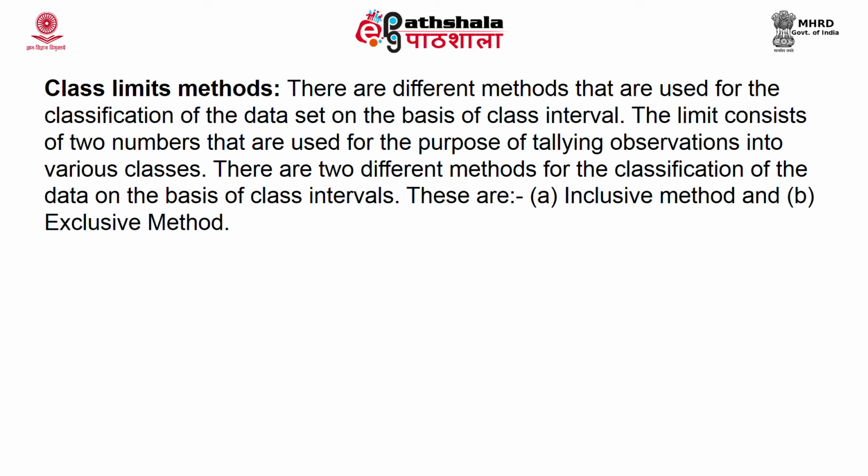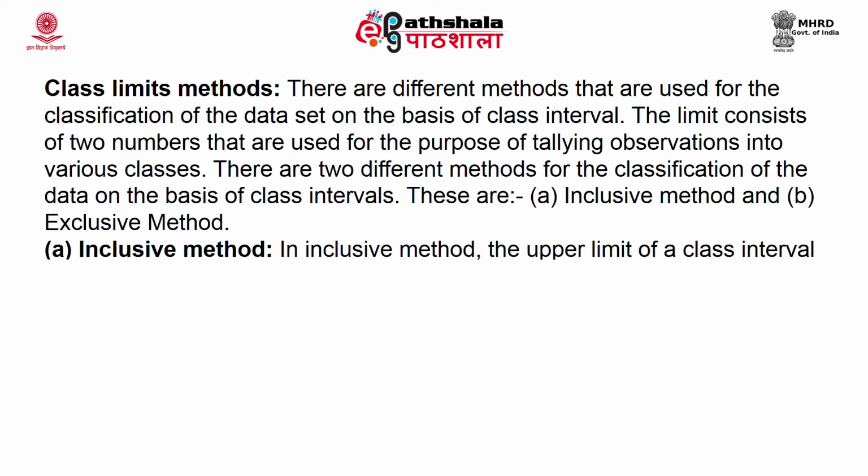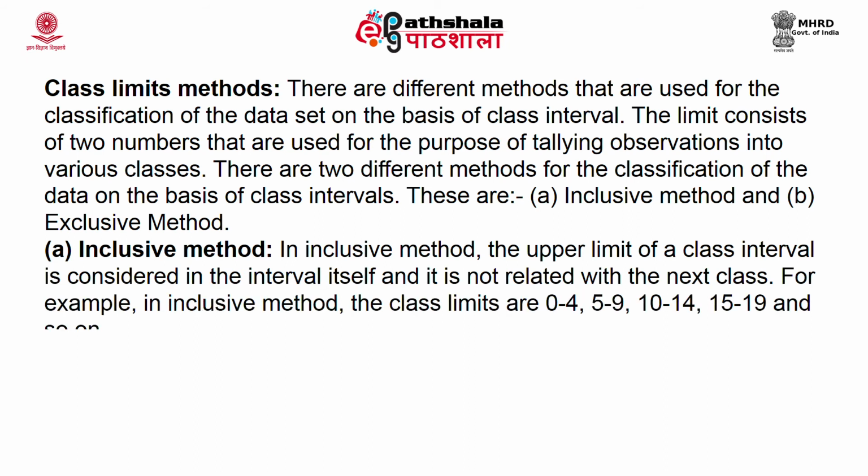First is the inclusive method. In the inclusive method, the upper limit of a class interval is considered in the interval itself and it is not related with the next class. For example, if we consider the class limits as 0 to 4, 5 to 9, 10 to 14, 15 to 19 and so on.